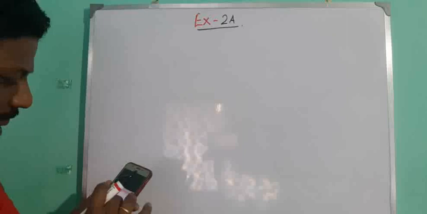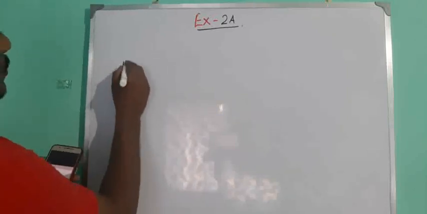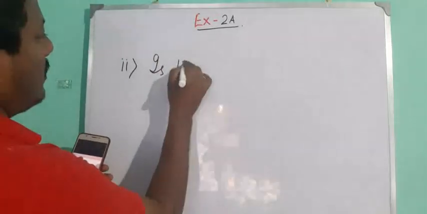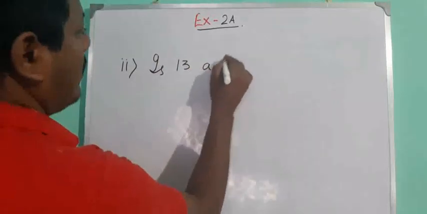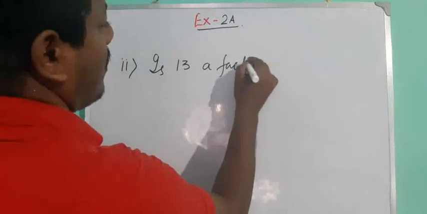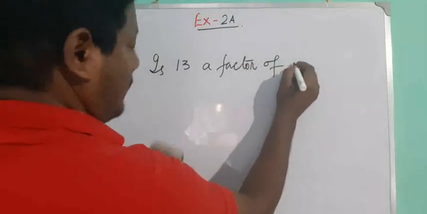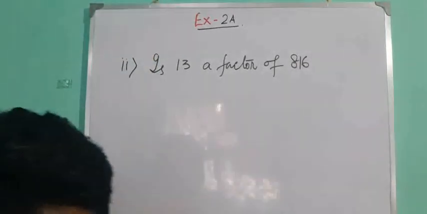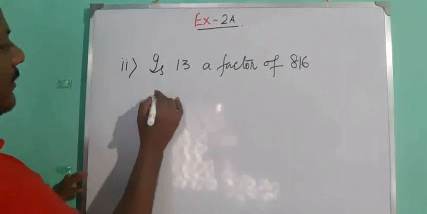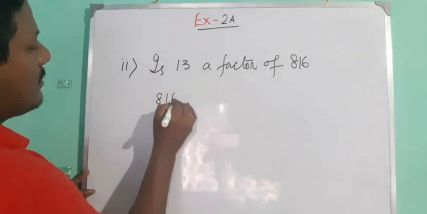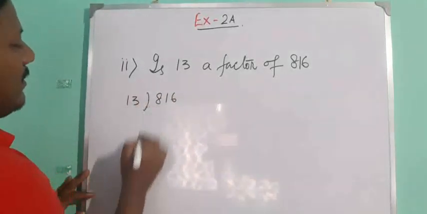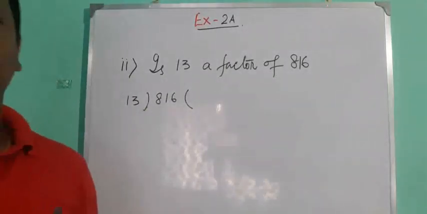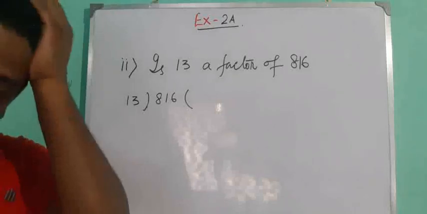So take number 2. Is 13 a factor of 816? The same process. Divide 816 by 13. So you know the table of 13.